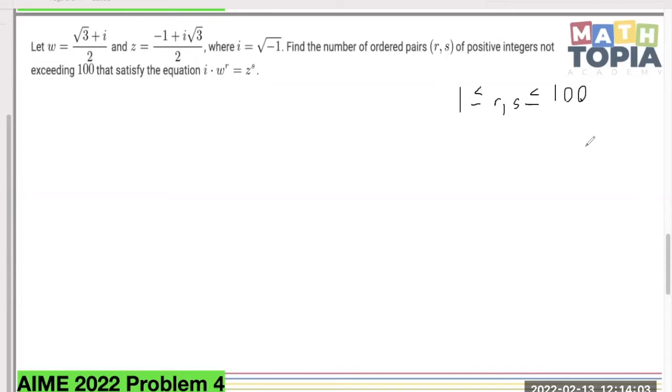And it has to satisfy the equation I times W to the power of R is equal to Z to the power of S. So let's draw our complex plane.